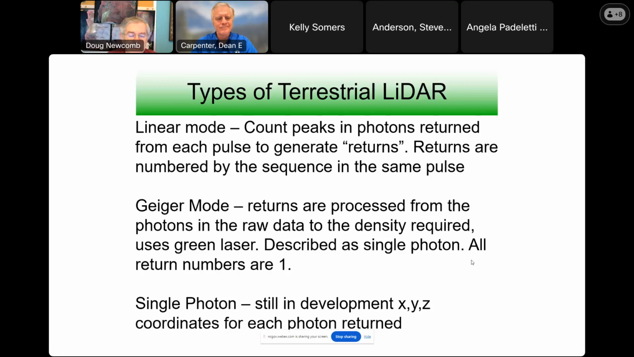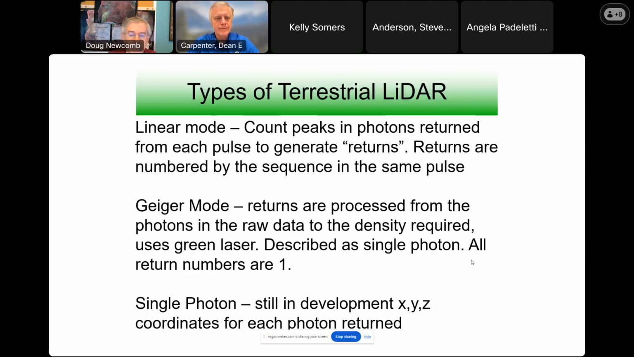So you've got different types of LiDAR. You've got linear mode, which is the most common version of the aerial LiDAR. I'm sorry, the terrestrial should be aerial collected LiDAR. Terrestrial LiDAR is a different beast in which you have rotating lasers set up on tripods on the ground. And I'm not really going to cover that today.